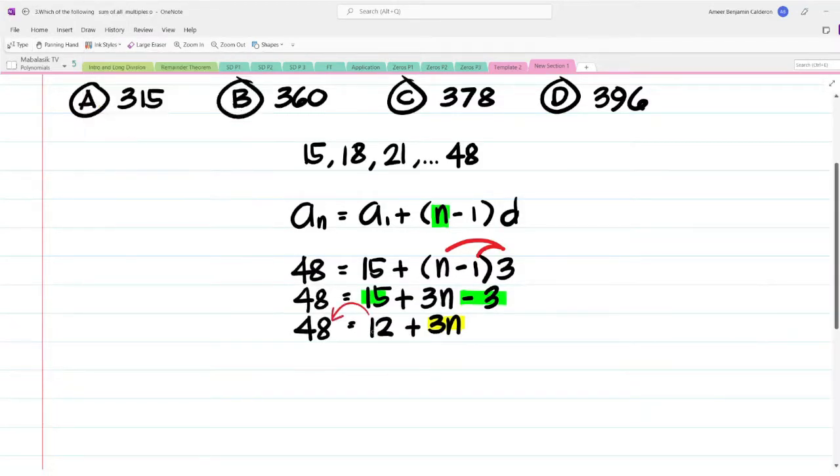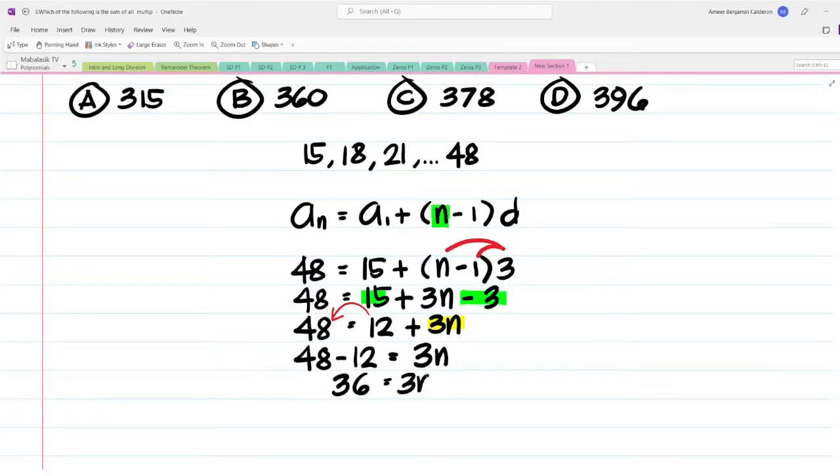And upon passing through the equal sign, it will change its sign. So it is now 48. From a positive 12, it will be a minus 12. It's equal to 3n. So 48 minus 12, that is 36 equals 3n.